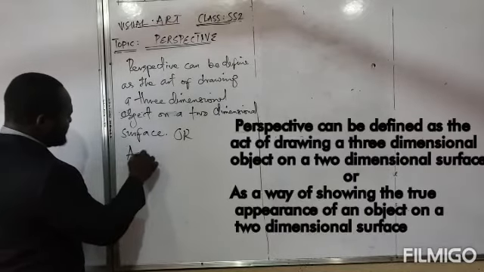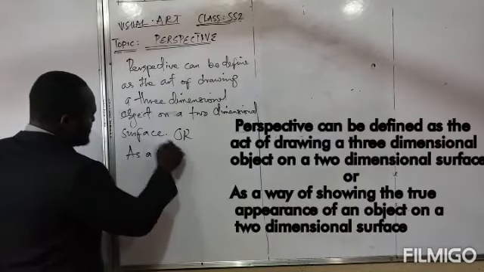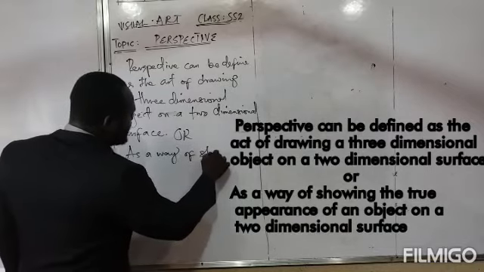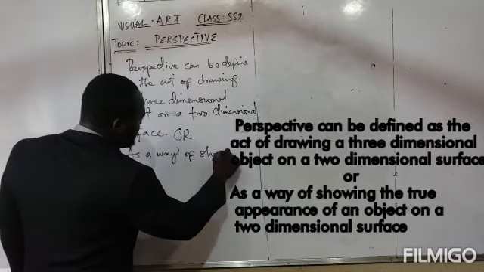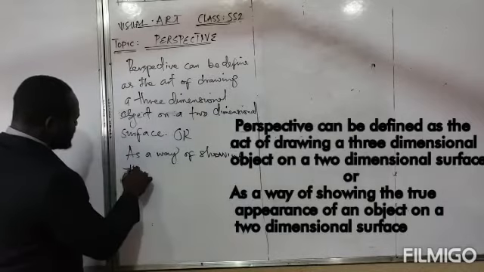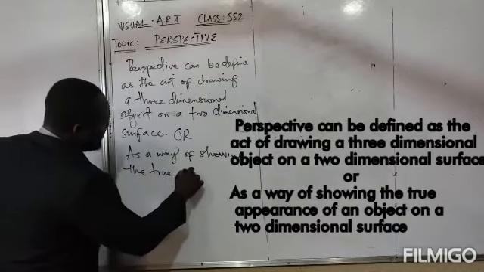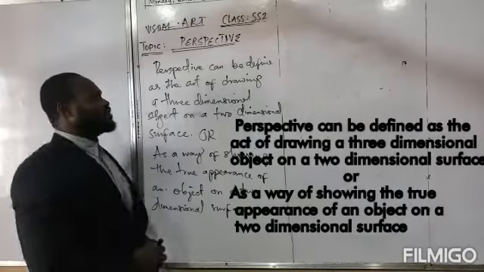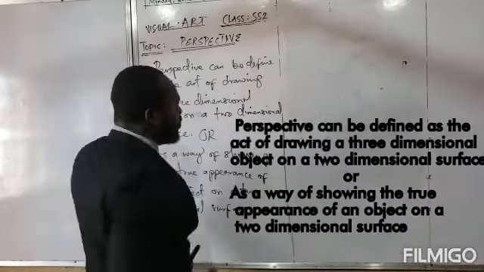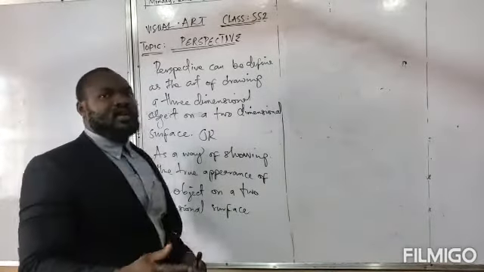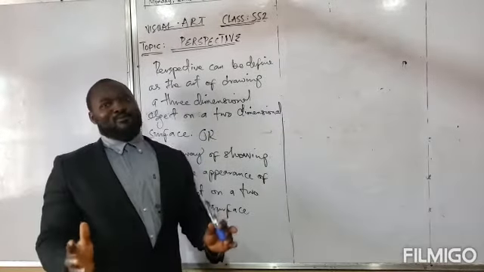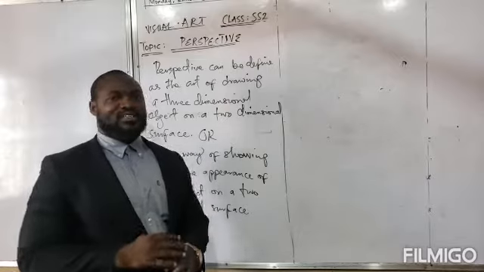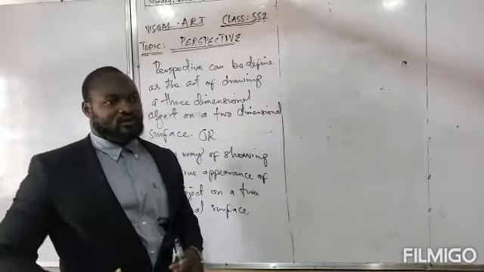as a way of showing the true appearance of objects. Two-dimensional surfaces only have length and breadth, while three-dimensional objects have length, breadth, and volume. Okay, and volume. Anything you can see from the round, okay, you can see from the round.